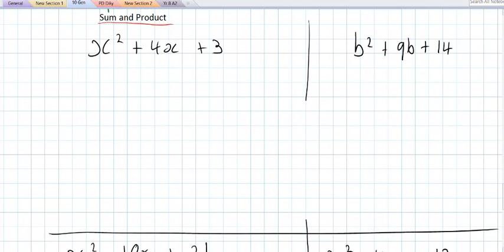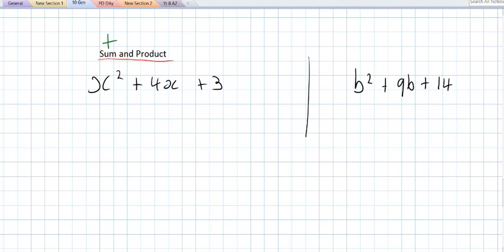Sum and product. So all of this is about sum and product. Now, we look for two numbers that multiply together to equal 3 and add together to equal 4. It will make sense in a second.